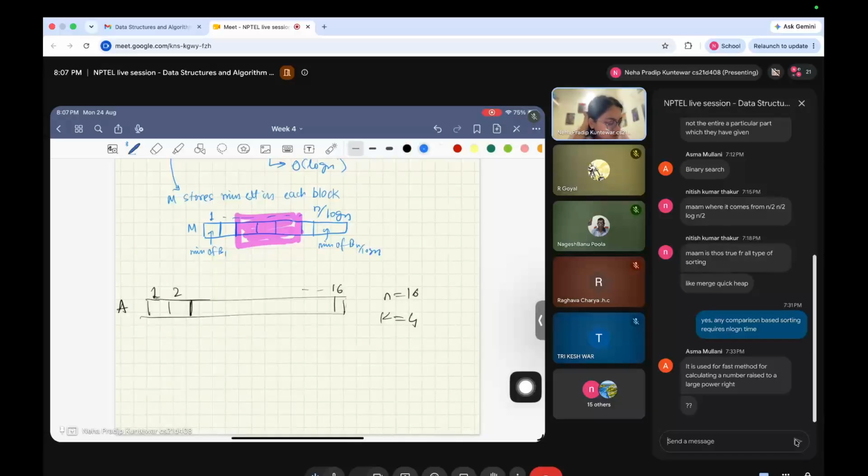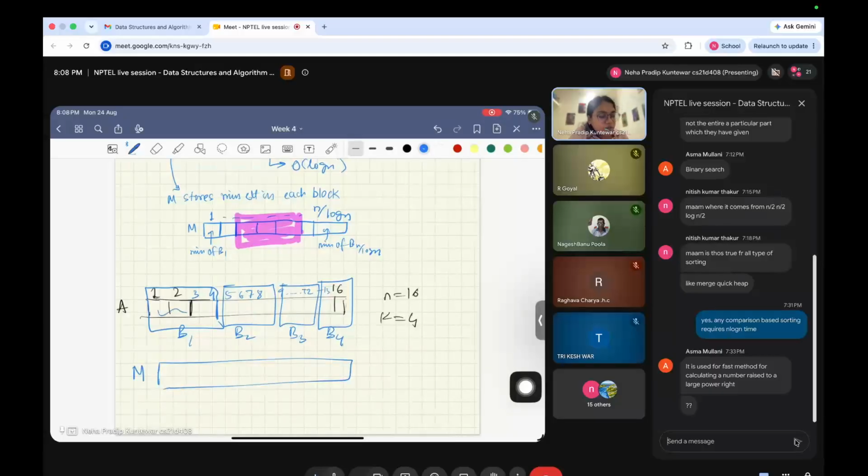Okay, so how many blocks will be there? This is one block, from 1 2 3 4. 5 6 7 8, this is another block. 9 to 12, this is the third block, and 13 to 16, this is another block. So this is b1, b2, b3, b4, right? And now what we did was we stored this value.